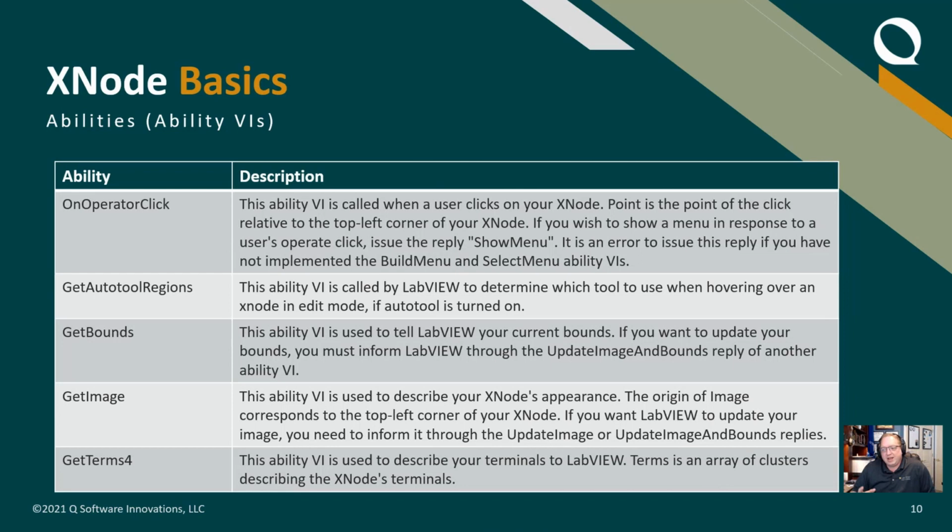Get bounds, get image, and get terminals. Those three are all to tell essentially LabVIEW how to draw that node on your block diagram. Bounds tells it the size of it. Image tells what it's going to look like, and then the terminals define not only the data type of the terminals, but where the terminals appear on the node. And so you have to define all of that because you're basically creating your own quote unquote LabVIEW primitive this way.